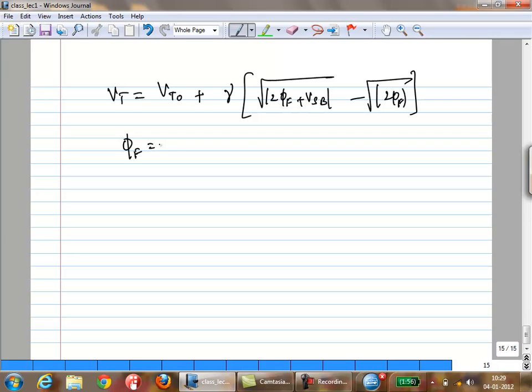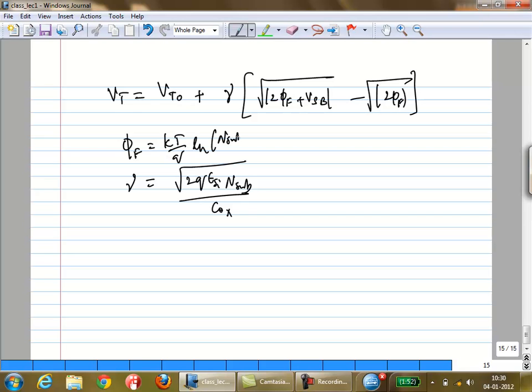And again, you can all find out the expressions for phi f and gamma. These are the expressions for phi f and gamma. This is obviously going to be process dependent, so in general you don't need to worry too much. You should know the nature of these equations. But at least for analog circuit design, you don't need to know too much about the details. You need to know about the body effect and what it depends on. Those two things are extremely important.